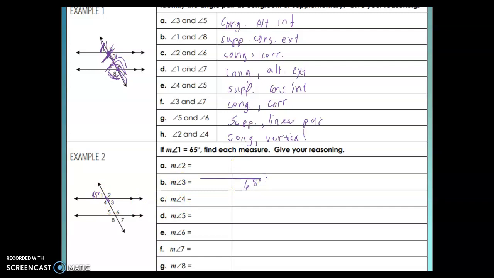But there's some other angles that are also congruent that I know because of some other rules that we just learned that are also 65 degrees. So we're going to see if you can find those on your own.